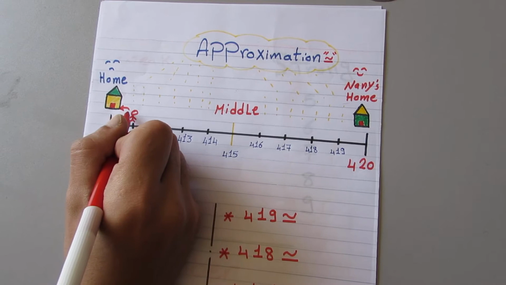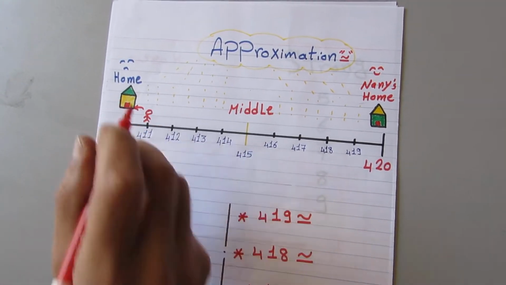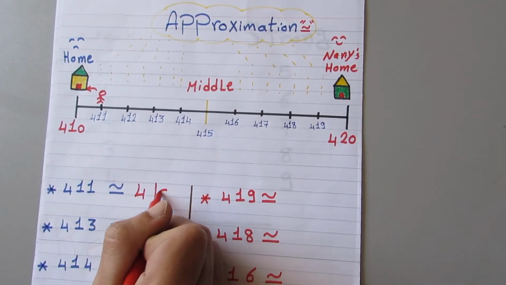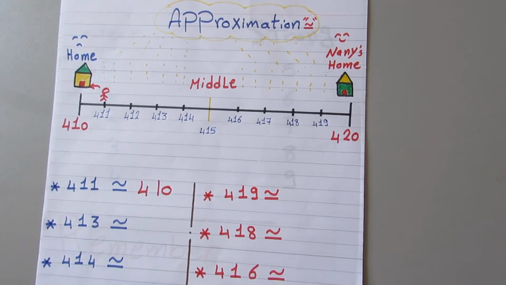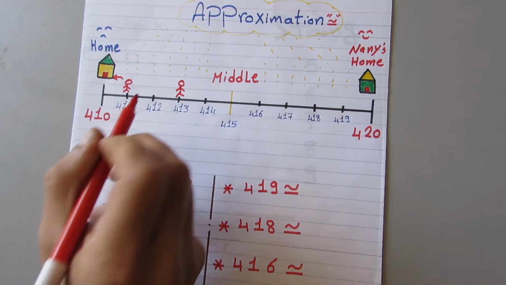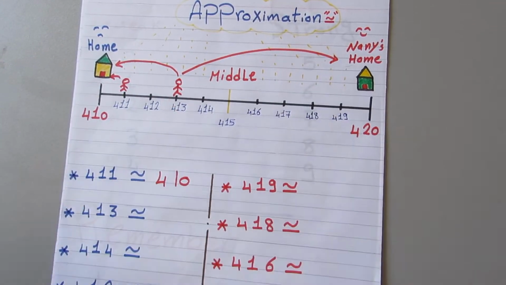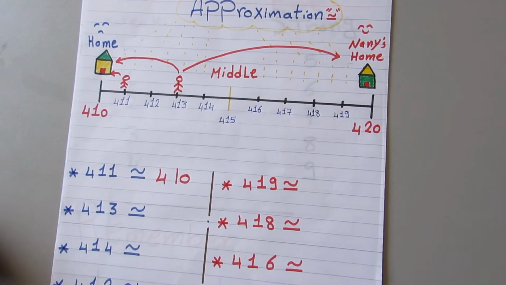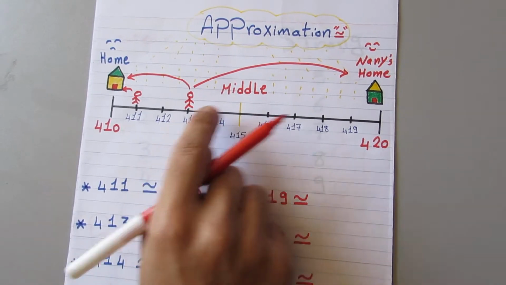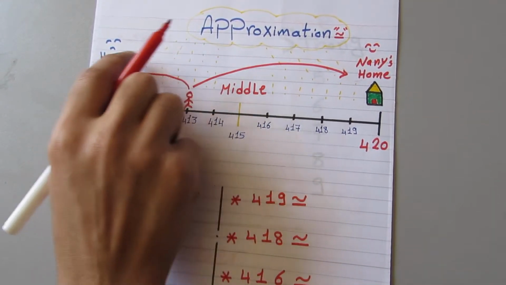So as you see, the distance from Ahmed to his home is smaller, so he will choose to go to his home, which contains the number 410. What if he is standing at 413? What about the distance away from his home and away from his nanny's home? Which one is the greater distance and which one is the smaller? The smaller distance is the distance from his home and the greater distance is to his nanny's home. So he chooses the smaller distance and he will go back to his home at 410.